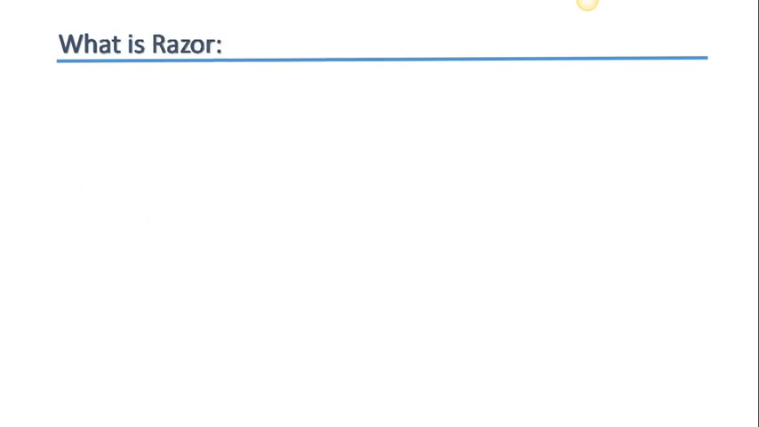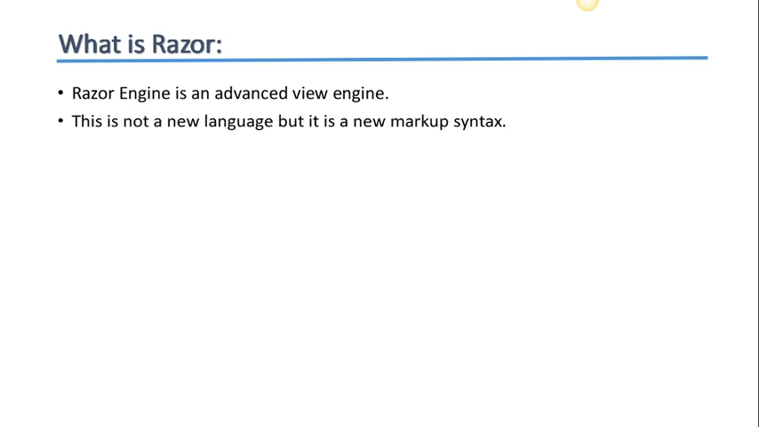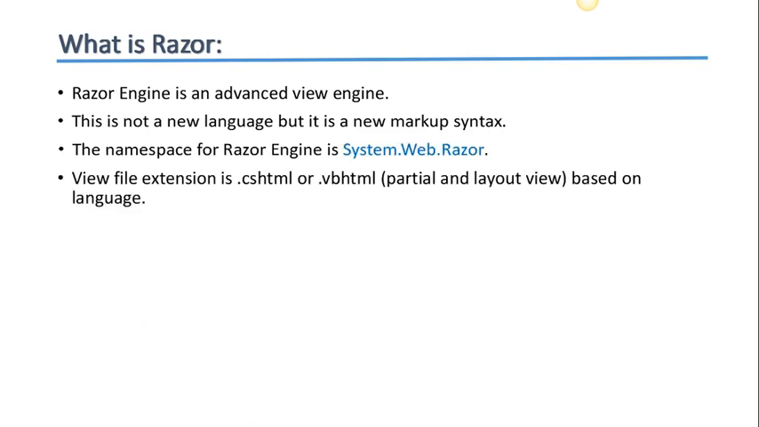Next, what is Razor? Razor is a View Engine. You can also say Razor is an advanced View Engine. We cannot say Razor is a programming language, because it is not a programming language, but it is a new markup syntax. The namespace for the Razor engine is System.Web.Razor. If you want to use the Razor syntax, the namespace is System.Web.Razor.